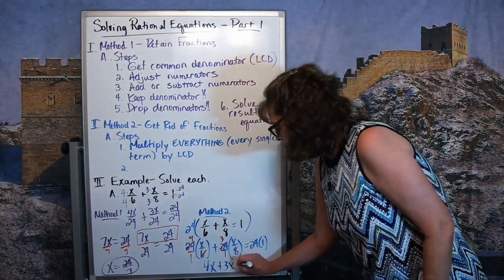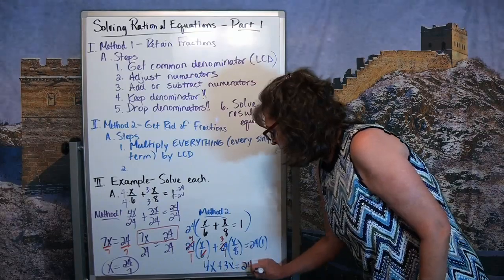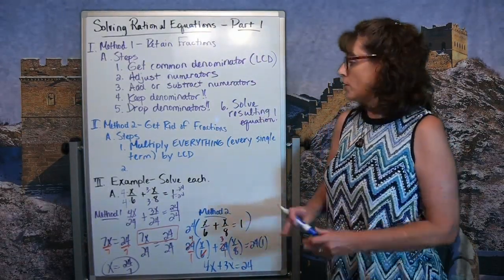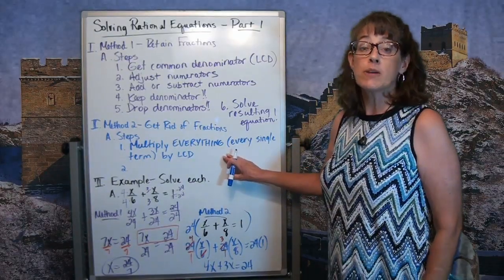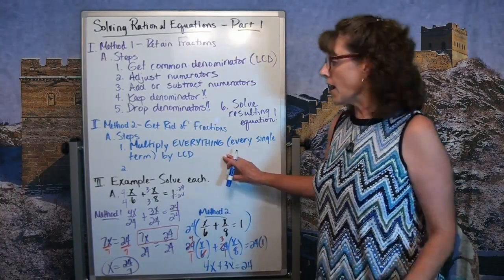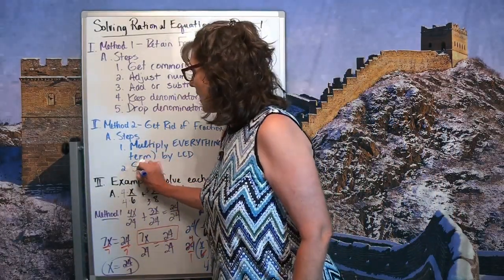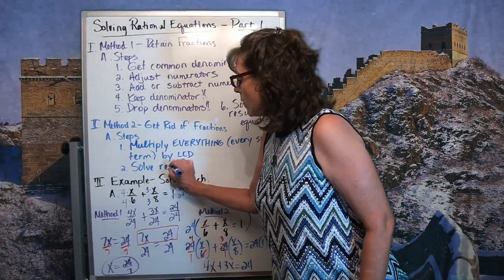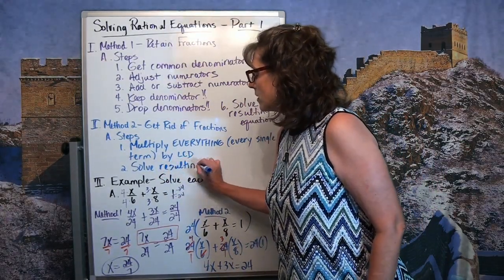And notice back here, 24 times 1 is just a 24. I have an equation that is very easy to solve. So once I've multiplied everything by that beautiful LCD, it clears out all the fractions, and once again, I have an equation that's pretty easy to solve. So solve the resulting equation.